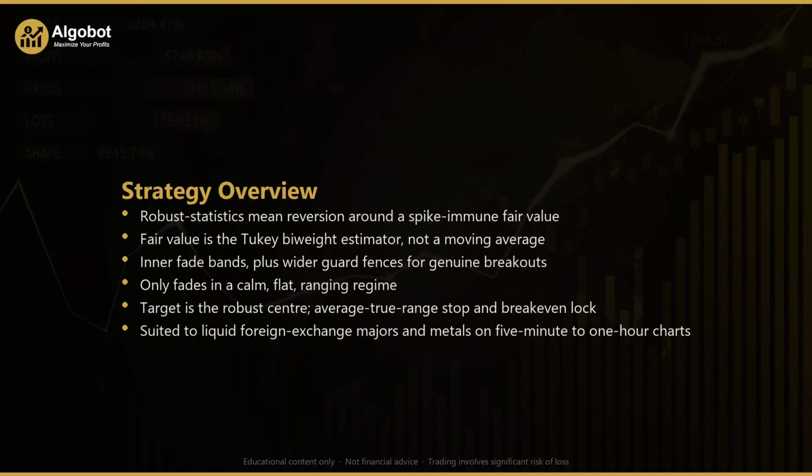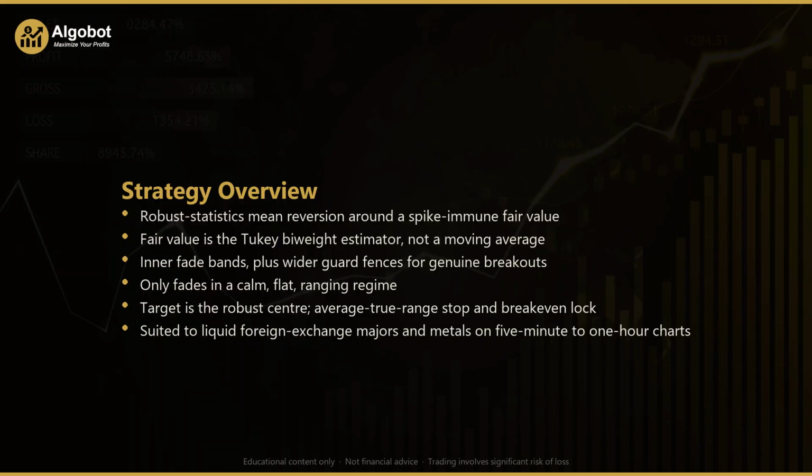At its heart, this is a mean reversion strategy, which means it looks for moments when price has stretched unusually far from a central fair value, and it positions for a snapback toward that center. What makes this expert advisor different is how it defines that center. Instead of using a simple moving average, a median, a volume-weighted price, or a trimmed mean, all of which can be pulled around by a single sharp spike, it uses the Tukey Biweight estimator of location.